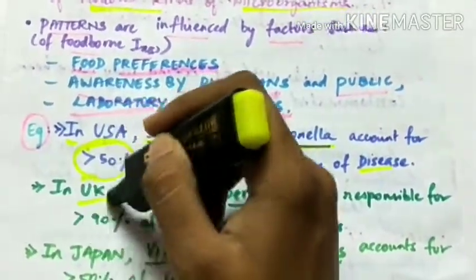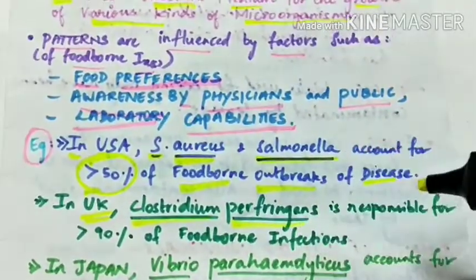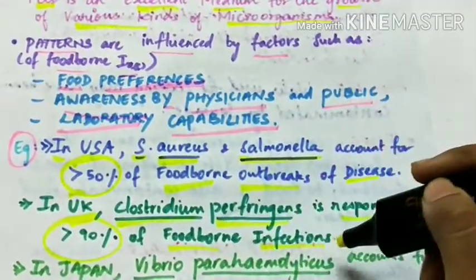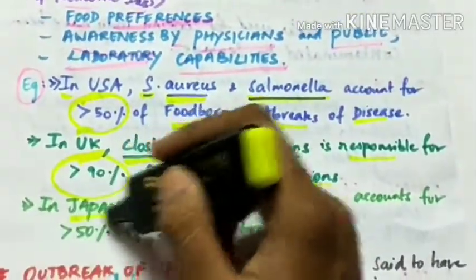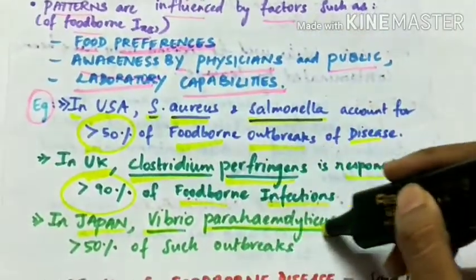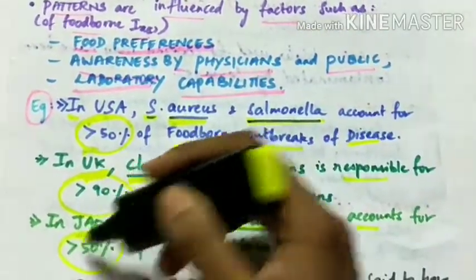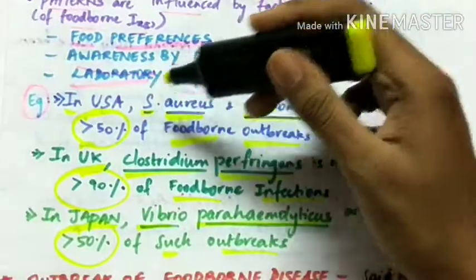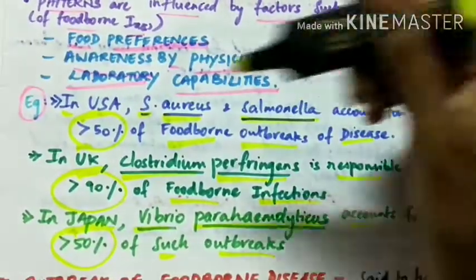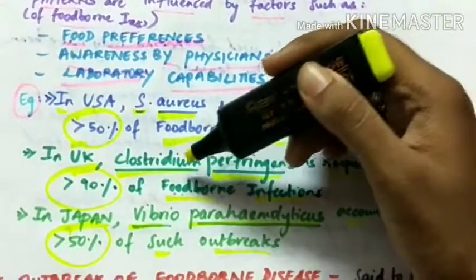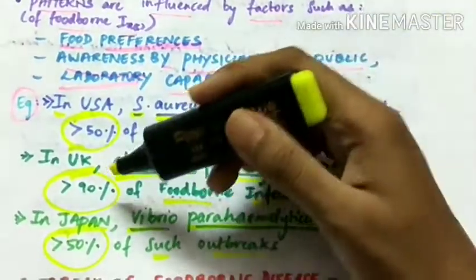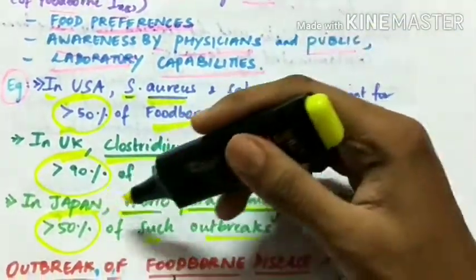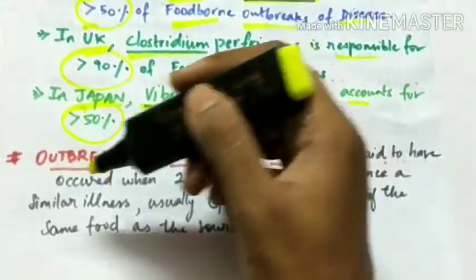Whereas in UK, Clostridium perfringens is responsible for over 90% of the foodborne infections prevalent there. And in Japan, Vibrio parahaemolyticus accounts for more than 50% of such outbreaks. So in USA, the more common organisms are Staphylococcus aureus and Salmonella, which account for more than 50%. In UK, Clostridium perfringens is responsible for more than 90%, and in Japan, Vibrio parahaemolyticus is responsible for more than 50% of such outbreaks. Next, let's see two definitions.